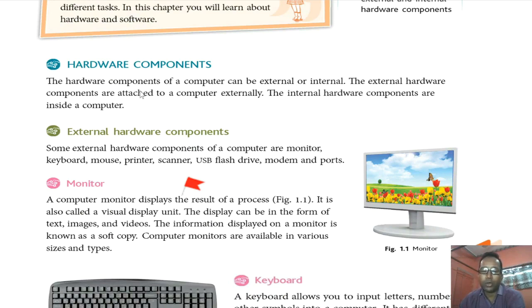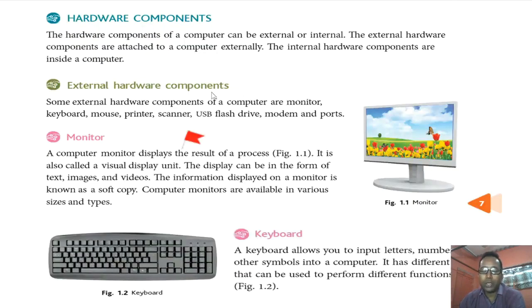External hardware components are attached to the computer externally. Attached to the computer in the sense attached to the system unit, meaning the CPU cabinet, externally either through wire or without wire. And internal hardware components are inside a computer. That means the system unit or CPU cabinet houses all internal hardware components. So let us discuss a few external hardware components.